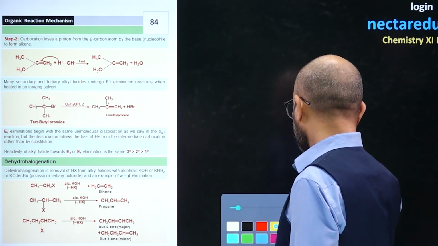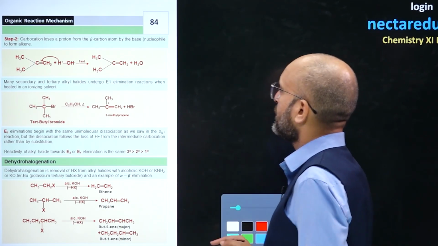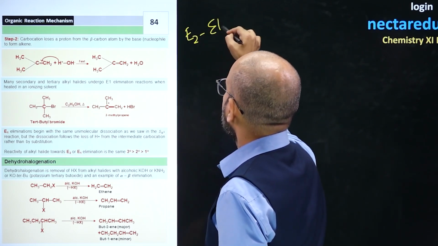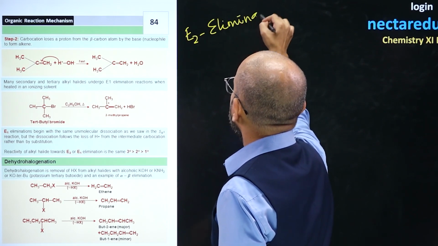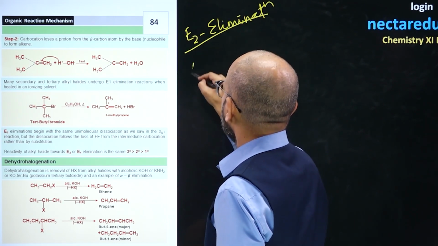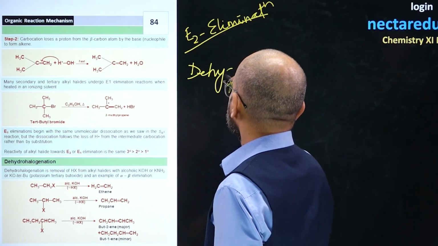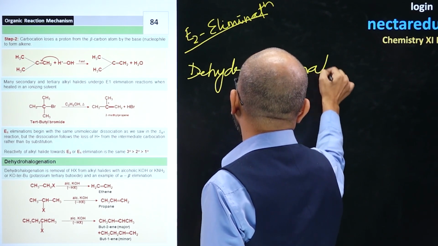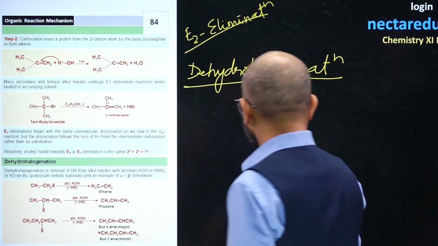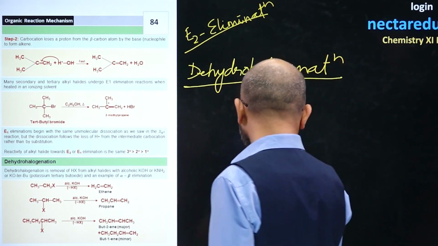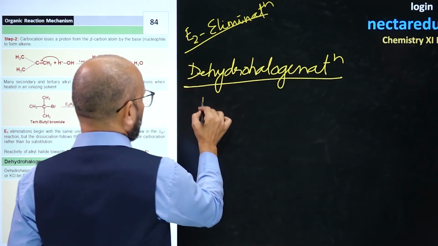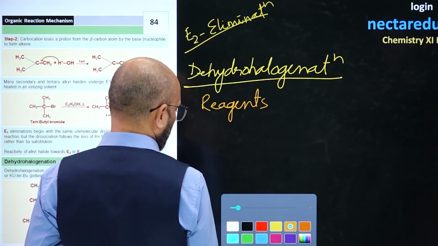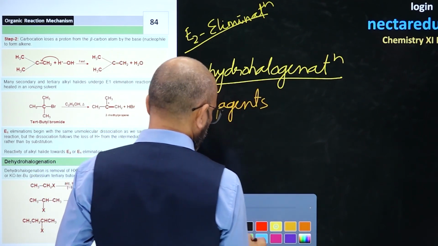reagents will vary. In E2 elimination we take the example of dehydrohalogenation. Dehydrohalogenation is the example of E2 elimination. This is E2 elimination. What reagents can we use here?